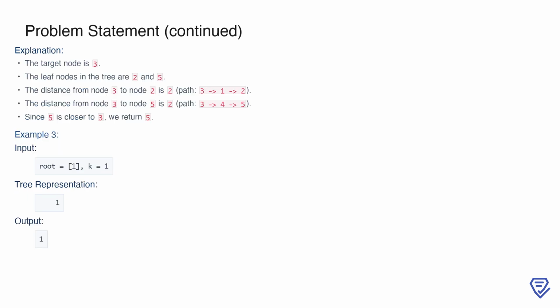Let's consider a simpler case in example 3. Here, the input is root equals 1, and the target value k is 1. This tree consists of a single node, which is both the root and the only leaf node. In this scenario, the target node is 1, and since there are no other nodes in the tree, the closest leaf is the node itself. Therefore, the output is 1.